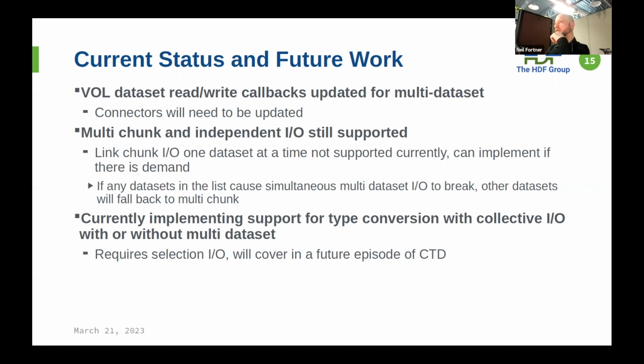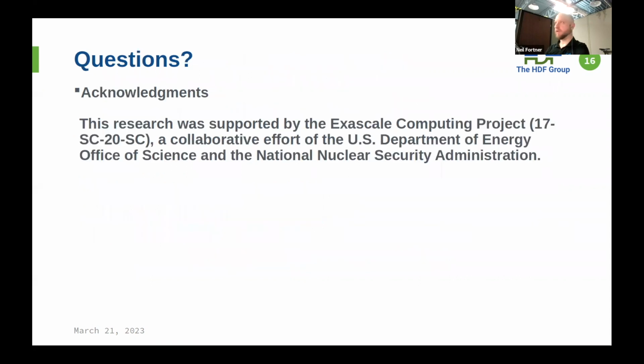And again, we're currently implementing support for type conversion with collective IO, with or without multi-dataset, and it requires selection IO, and I'll cover it in a future episode. So does anyone have any questions? That was all I have for today.